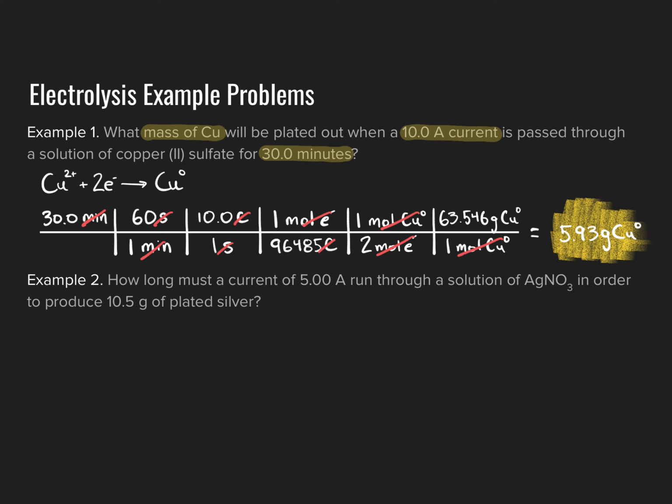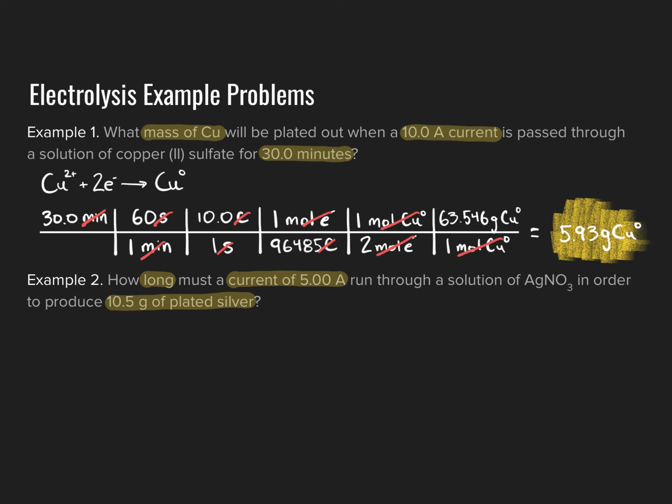Let's now take a look at a second example, which is the same idea, but now kind of running in reverse. In example number 2, we're going to ask you here, how long must a current of 5 amps run through a solution of silver nitrate in order to yield 10.5 grams of plated silver on the surface of our electrode? So yet again, I'd like to start by looking at the reduction which is going to be occurring within our system as this electrolysis reaction runs.